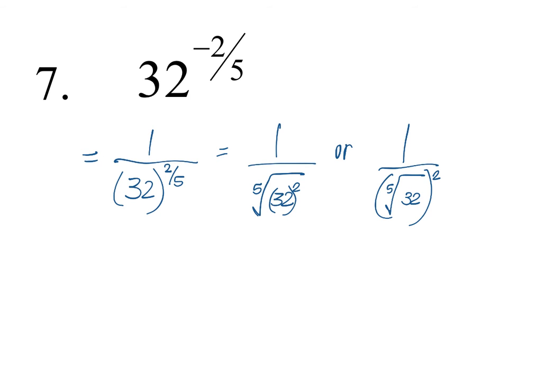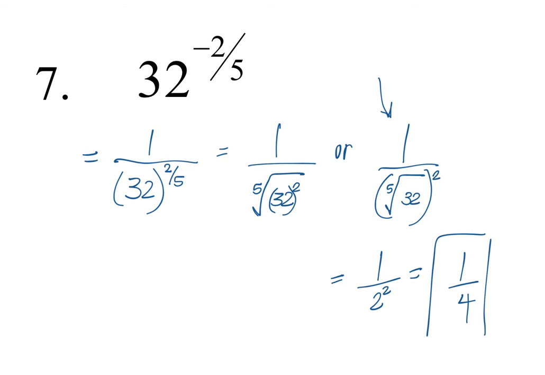And I think it's easier like this, because if we're doing it in our head, okay? Doing it in the calculator, it doesn't really matter. Anyway, you end up getting, okay, so the 5th root of 32 is 2, and then 2 squared is 4.